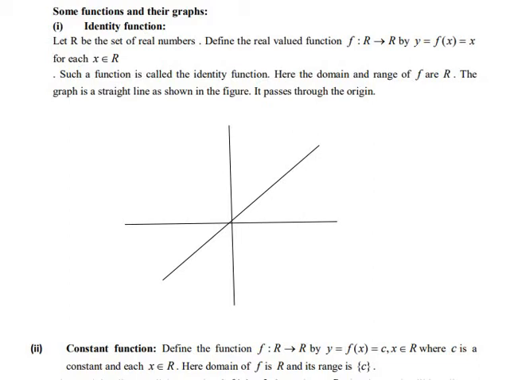Here the domain and range of f are R, and the graph is a straight line as shown in the figure. It passes through the origin. Why does it pass through the origin? Can you tell me? Because if I take the element 0 from this first set, then f of 0 is 0. That is why the graph passes through the point (0, 0).